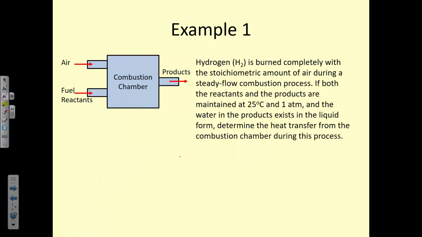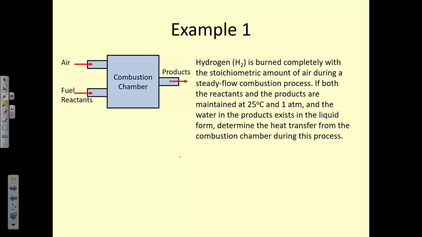So let's start with our first example. We have hydrogen in the form of H2, and it's burned completely with a stoichiometric amount of air. What does that mean, stoichiometric amount of air? Theoretical. Okay, it's a theoretical amount, but what is that in physical terms? What does that mean? There's no excess. Okay, so it's the right amount of air for our combustion process to happen. There's no extra air, there's no deficit of air, it's just the right amount of air, so the stoichiometric amount.